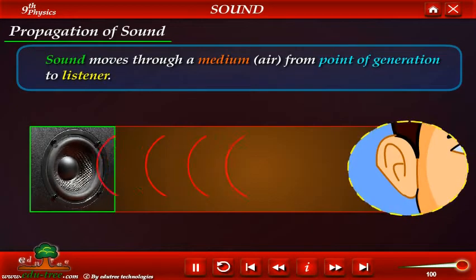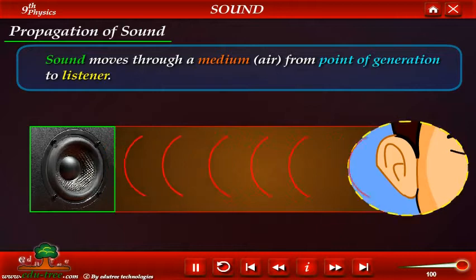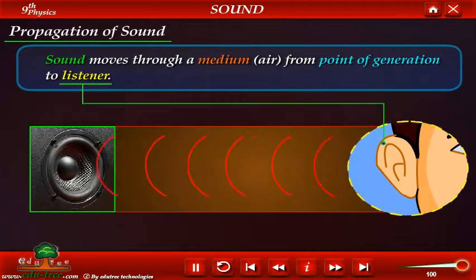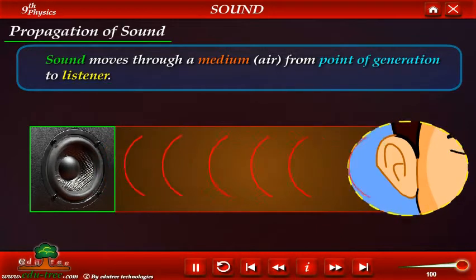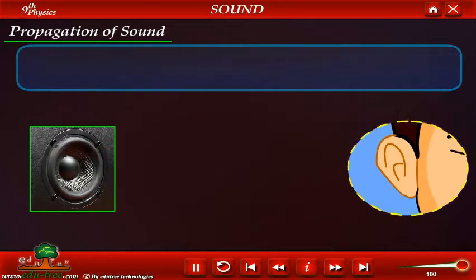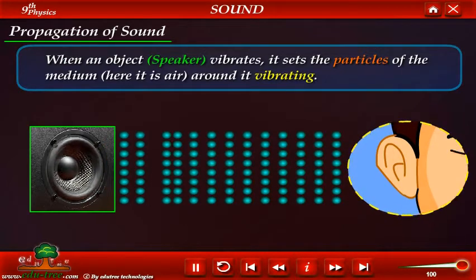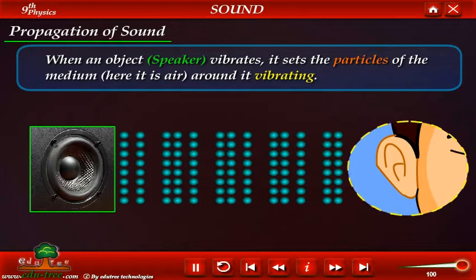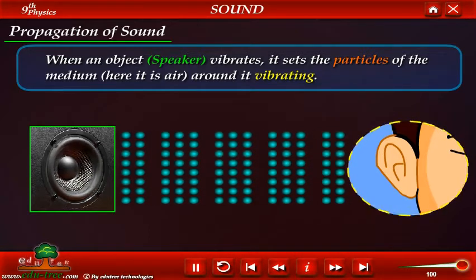Sound moves through a medium, which is air, from the point of the generator to the listener. When an object, which is a speaker, vibrates, it sets the particles of the medium, here it is air, around it vibrating.